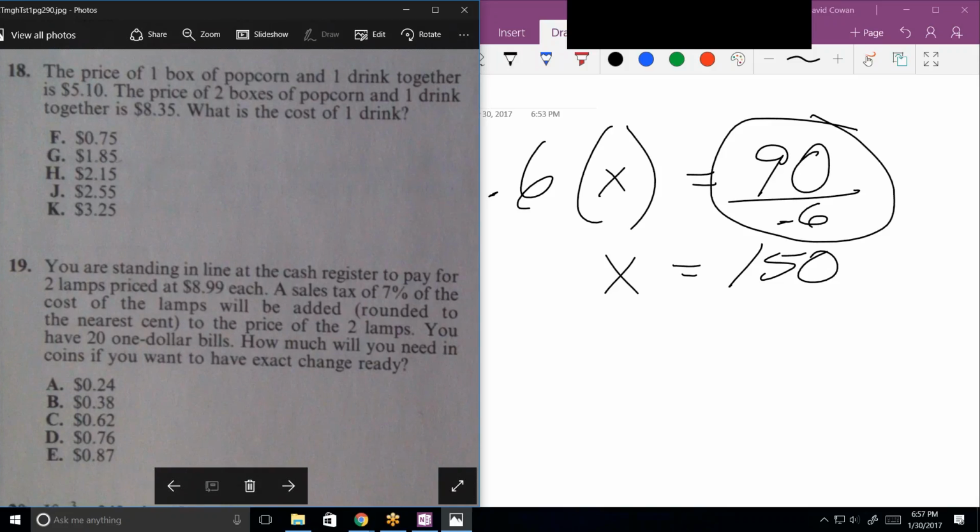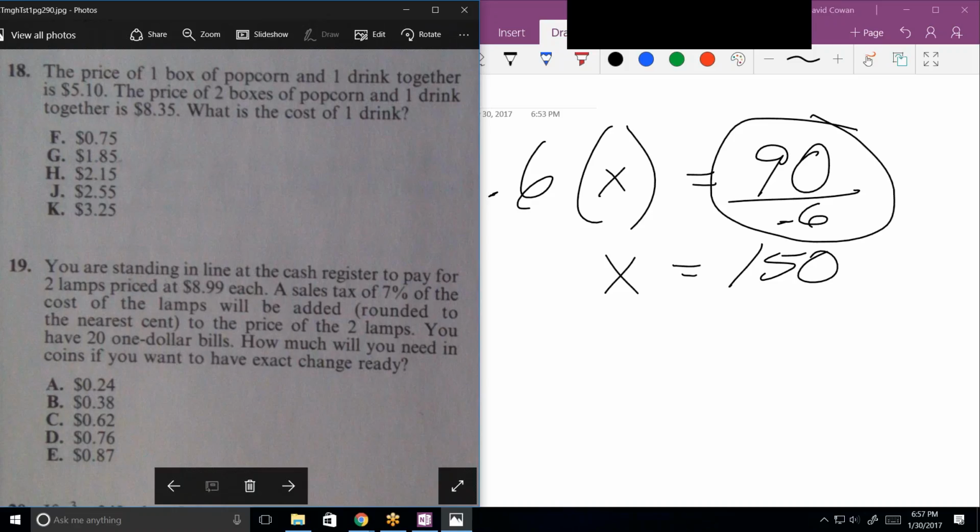Okay. The price of one box of popcorn and one drink is $5.10. The price of two boxes of popcorn and one drink is $8.35. What is the cost of one drink? So wouldn't you do 5.10 divided by 2 first? No, they're not necessarily equally priced.